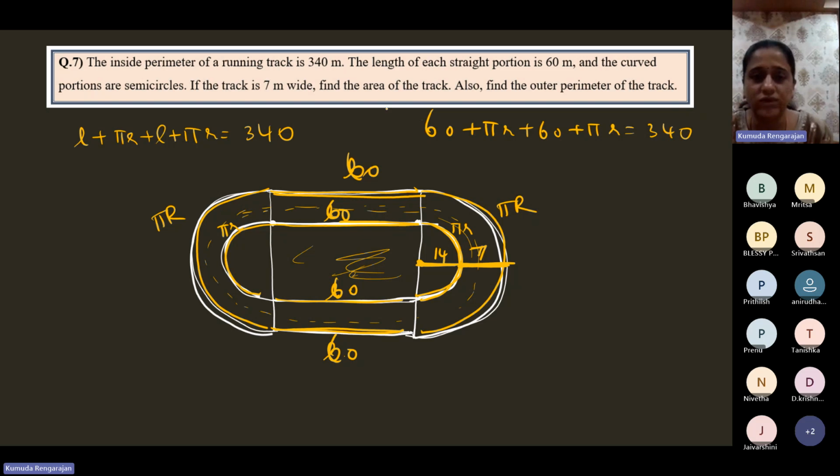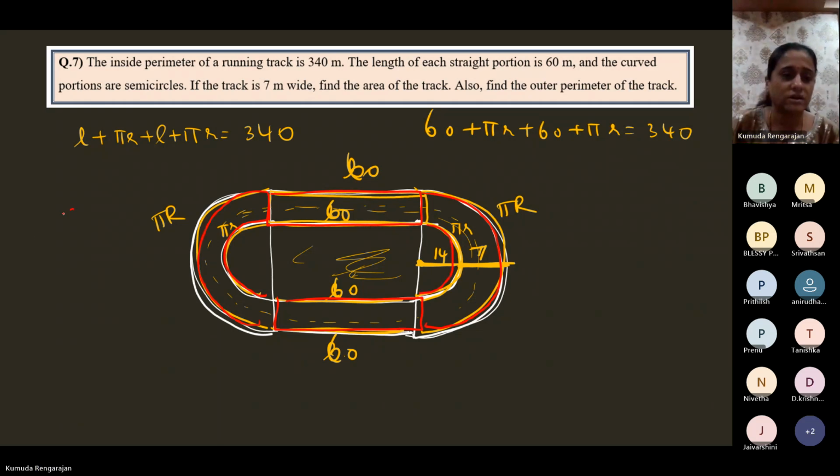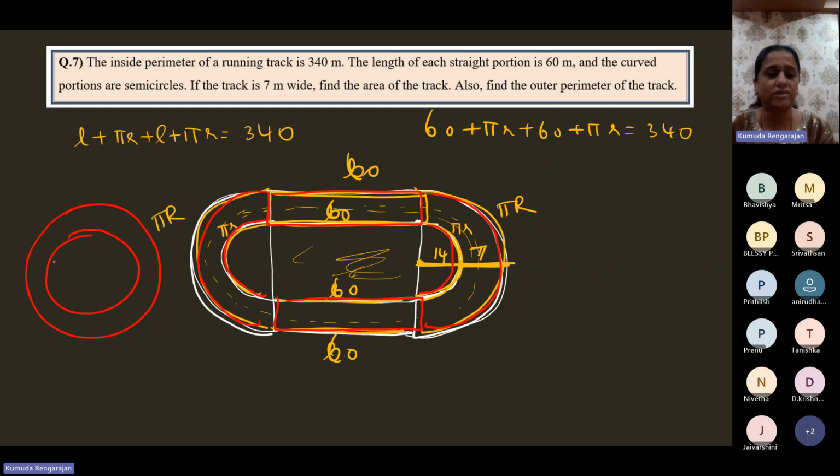Now the question is to find the area of the track. So what is the track made up of? The track is made up of two rectangles. Can you see here? This one rectangle, this rectangle, and these semicircular ends. See this piece, and this piece. When you put these two ends together, it looks like this. So you'll have to find the area of this portion.